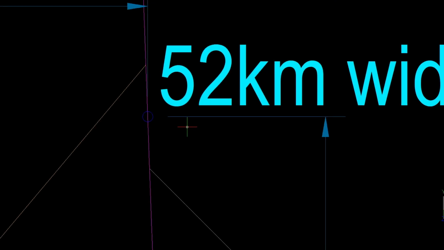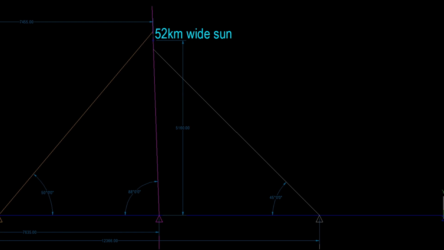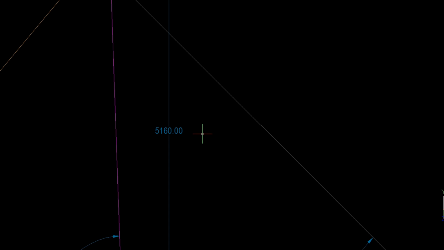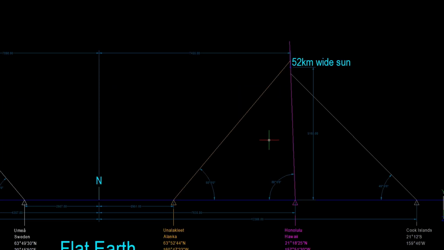So how the hell am I supposed to target the sun in its correct position? I really can't. So what I've done is I've just gone and slapped it somewhere halfway in between, and it's coming up as a height of 5,160 kilometers high. Now, what's funny about this, right?